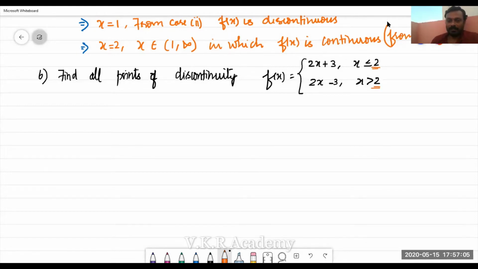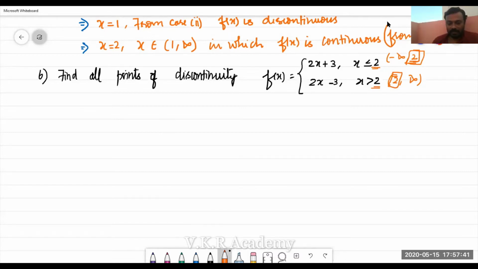The domain of f of x is divided into 2 intervals. That is minus infinity to 2, as you said, it is a closed interval at 2. And here it is open interval 2 to infinity. But this 2 is going to be the connecting point for these two subdomains. So the case x is equal to 2 should be discussed separately. So we have to take the case x less than 2, equal to 2 and greater than 2.